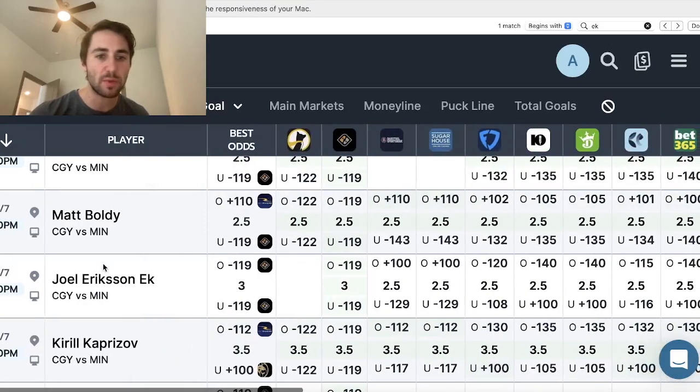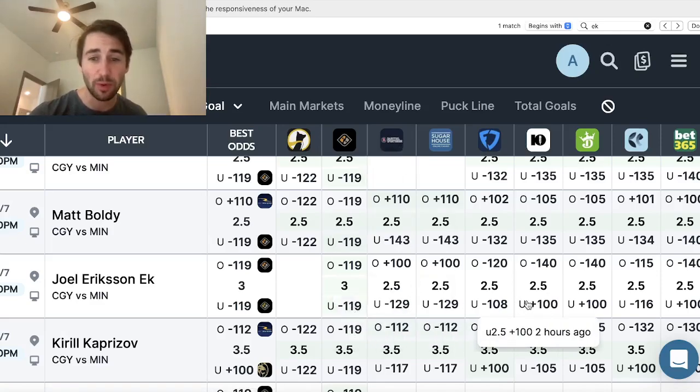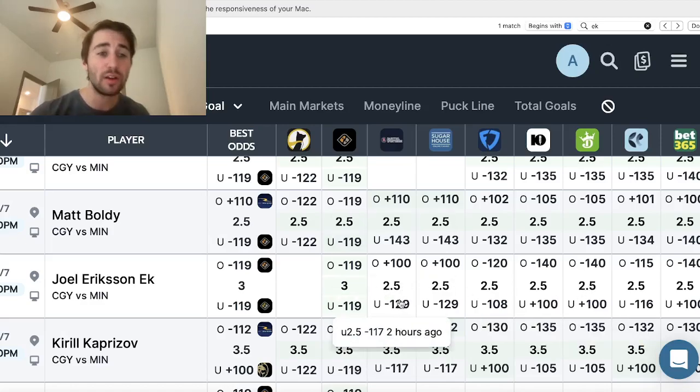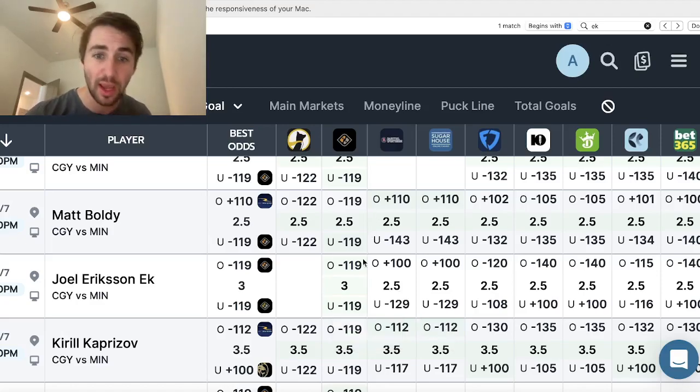The first thing I noticed with this Joel Eriksson Ek guy is, whoa, we're getting him under 3 shots on goal on PrizePicks. Barstool and the sportsbooks have his over-under at 2.5, and half of the sportsbooks have under 2.5 shots on goal favored. And we can get under 3 shots on goal, where we're going to be pushing if he has exactly 3 shots on goal, whereas anyone who takes his under on the sportsbooks is going to be losing. So that extra half of a shot on goal really makes all the difference, right?